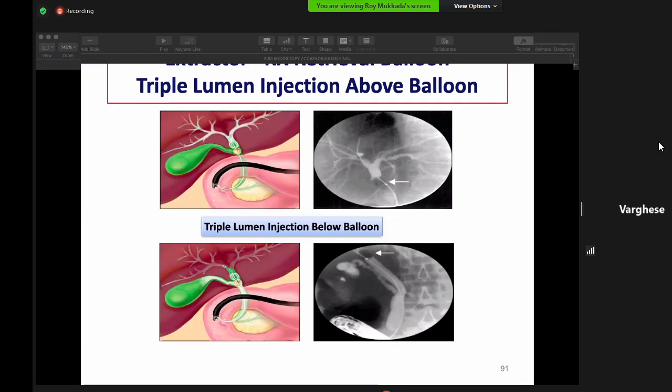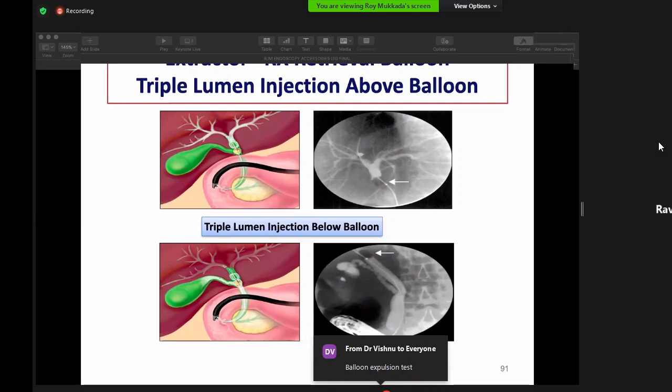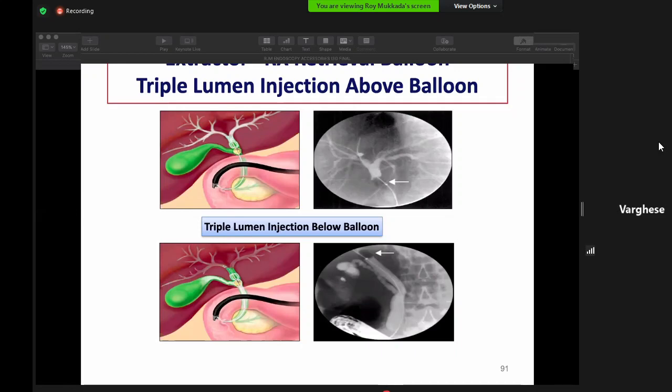CRE balloon. Okay. Then in the pylorus? Rigiflex dilator for achalasia cardia. Yes, sir. Then in the pylorus, for gastroparesis. Okay. And then CBD, biliary we discussed: sphincteroplasty and also pancreatic stone extraction.